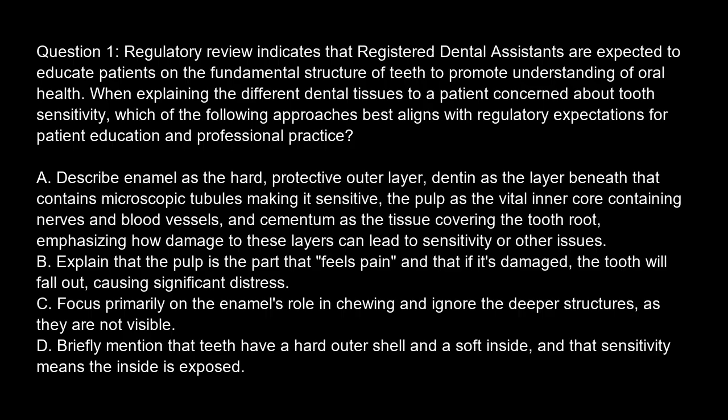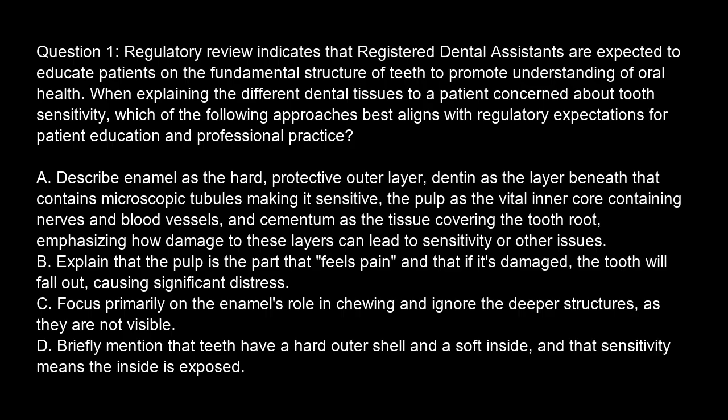Option A. Describe enamel as the hard, protective outer layer, dentin as the layer beneath that contains microscopic tubules making it sensitive, the pulp as the vital inner core containing nerves and blood vessels, and cementum as the tissue covering the tooth root, emphasizing how damage to these layers can lead to sensitivity or other issues.